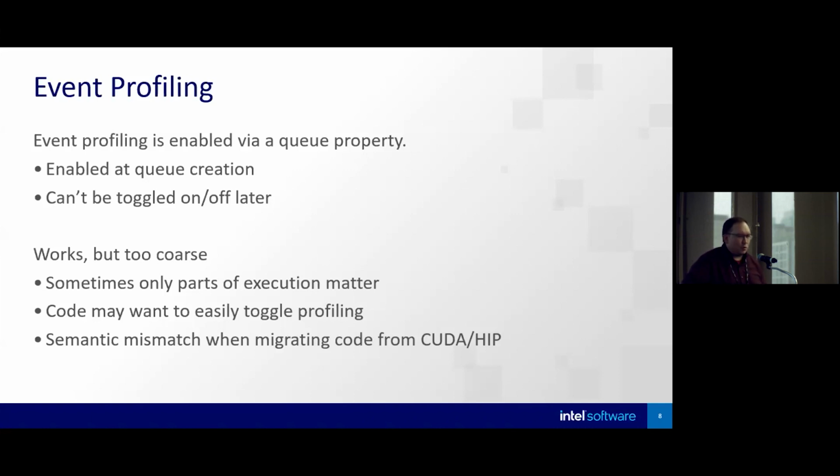Sometimes you only want to do profiling under certain conditions, like maybe you passed an environment variable in your program. Sometimes it's really only parts of the application you want to profile, or you may have profiling for different sections in different cases. You may want the ability to toggle it off and on. And similar to the in-order queue situation, if you're migrating code from CUDA or HIP into SYCL, you can wind up with a semantic mismatch because that isn't how this works in those models at all.